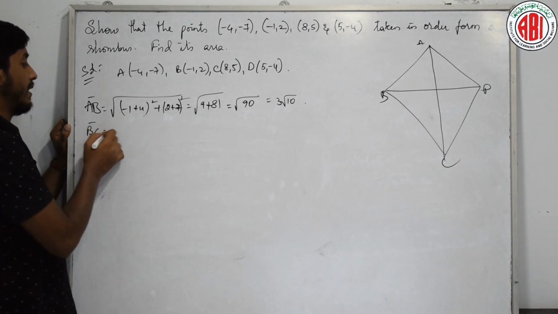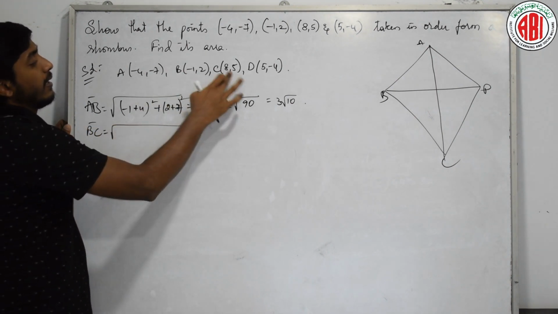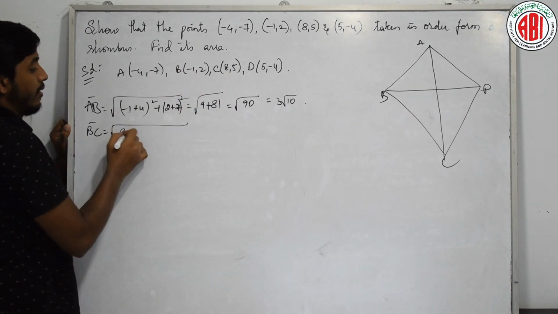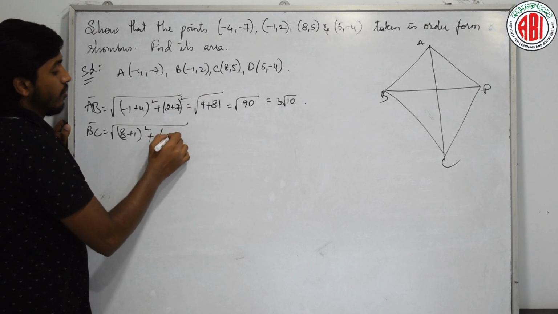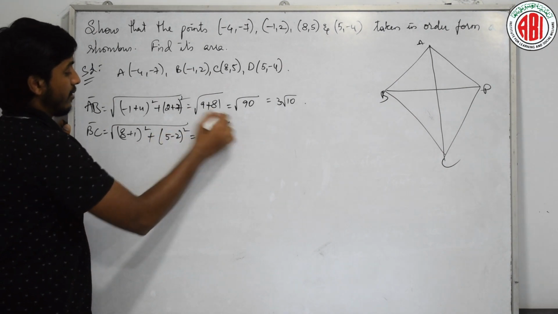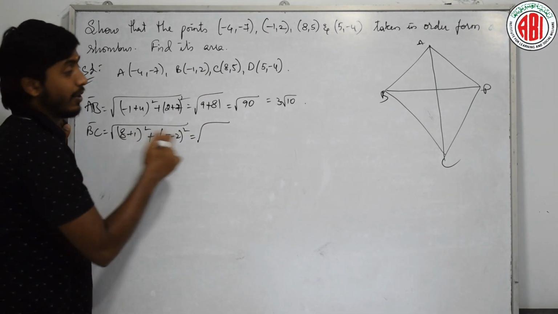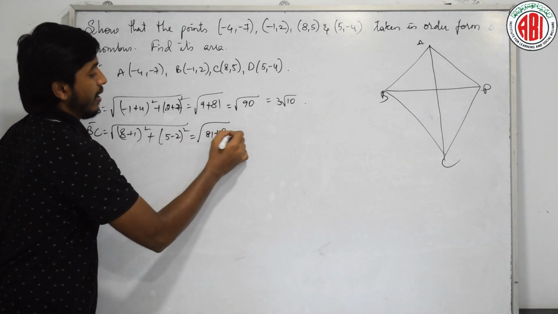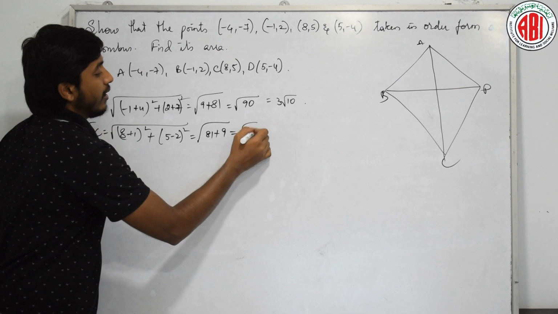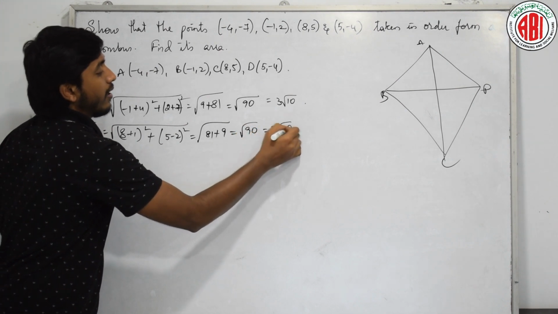Next tell me BC. BC: (8 + 1) whole square plus (5 - 2) whole square. That is 8 plus 1 is 9. 9 square is 81 plus 5 minus 2 is 3. 3 square is 9. Again 90. That is again 3 root 10.